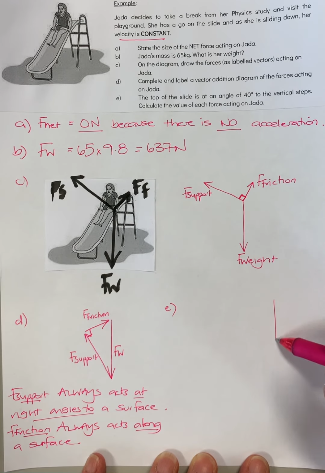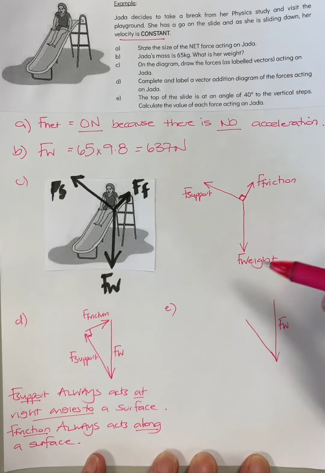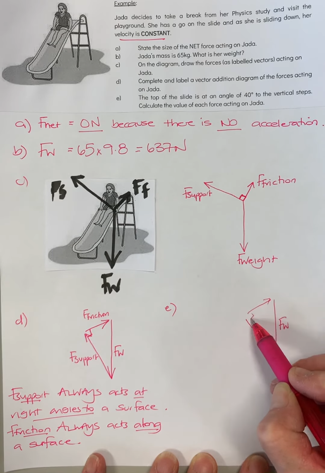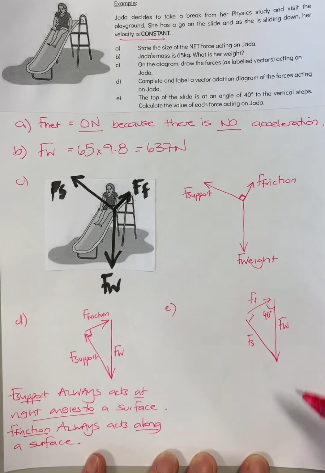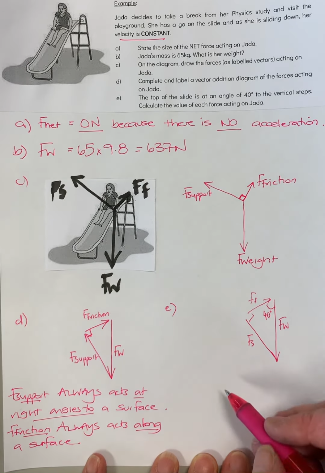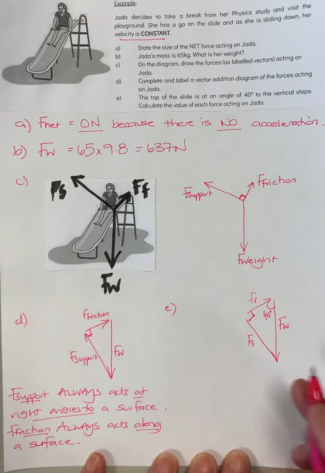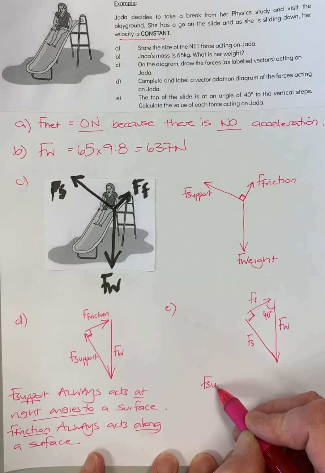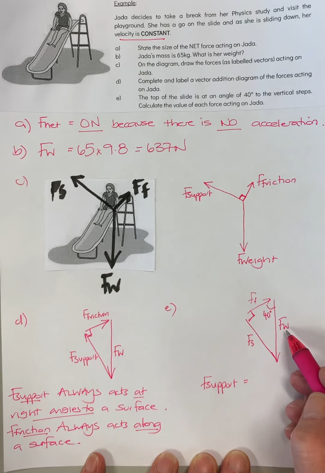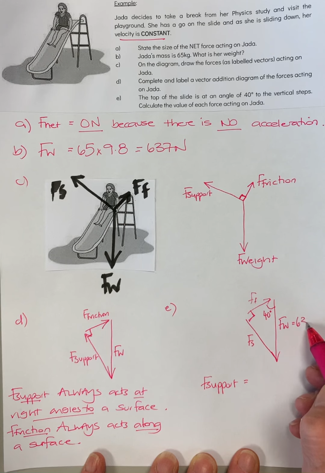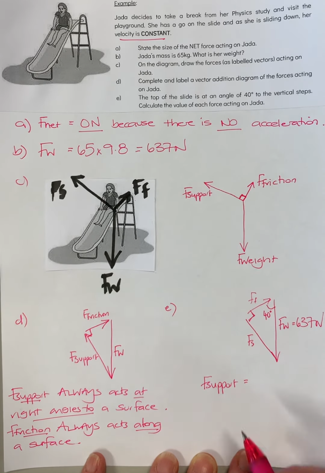So I'm just going to redraw that triangle again. FW, F support, FF, and that is 40 degrees in there. So it's asking us to find the value of each force. So we've got a right angled triangle. It just doesn't quite look the same as what you might have seen. So F support, we've got opposite and hypotenuse. We work this out, it's 637 newtons.